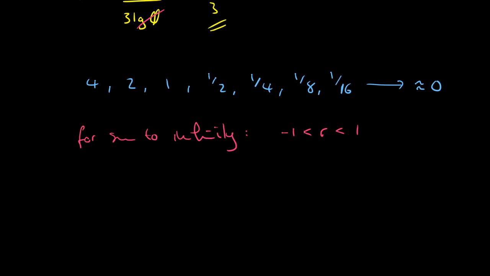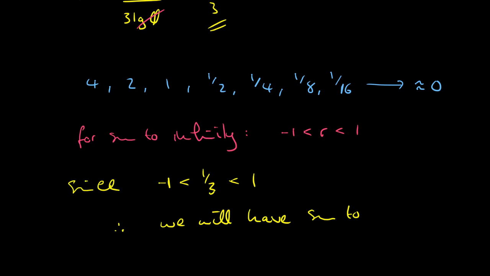So what can we conclude here? We can say that since a third is between -1 and 1, therefore we will have a sum to infinity. Okay, that's the key idea.